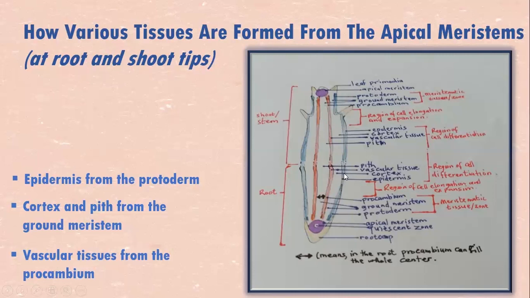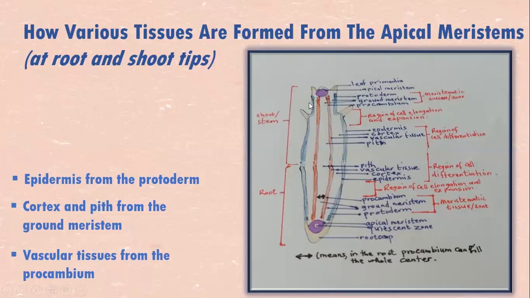So they differentiate to form different cells. So you have this protoderm form the epidermis. Ground meristem forms the cortex. Another ground meristem inside forms the pith. And then the procambium forms the vascular tissue. This is happening in the roots.